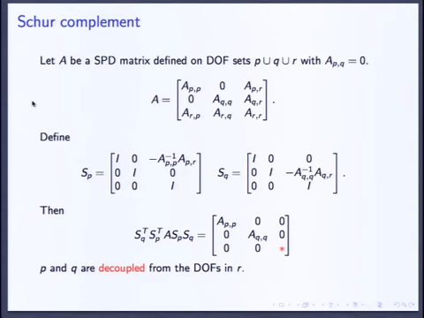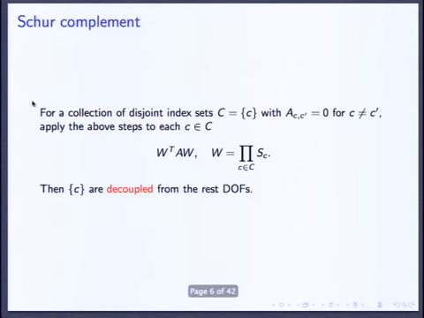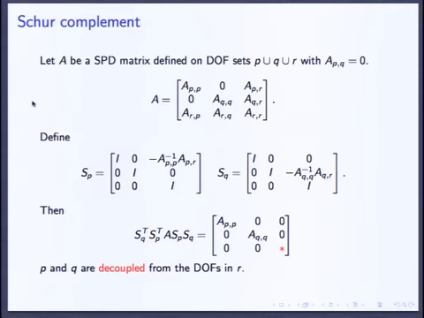Okay. And this is essentially the steps that we do in Gauss elimination or the steps we do in LDL factorization. And this bottom right matrix A_R will be modified, but the good thing is that we have a lot of zeros in this matrix now, and this makes things much easier. And especially when trying to solve a linear system for this new matrix, you see that P and Q are totally decoupled from the degrees of freedom R, so we can treat them totally separately.